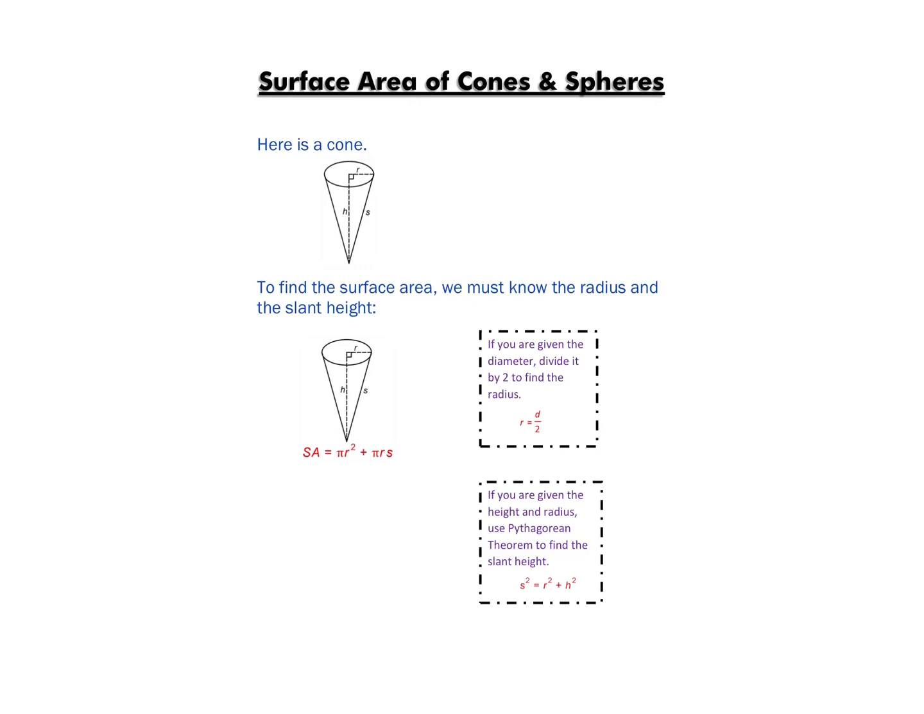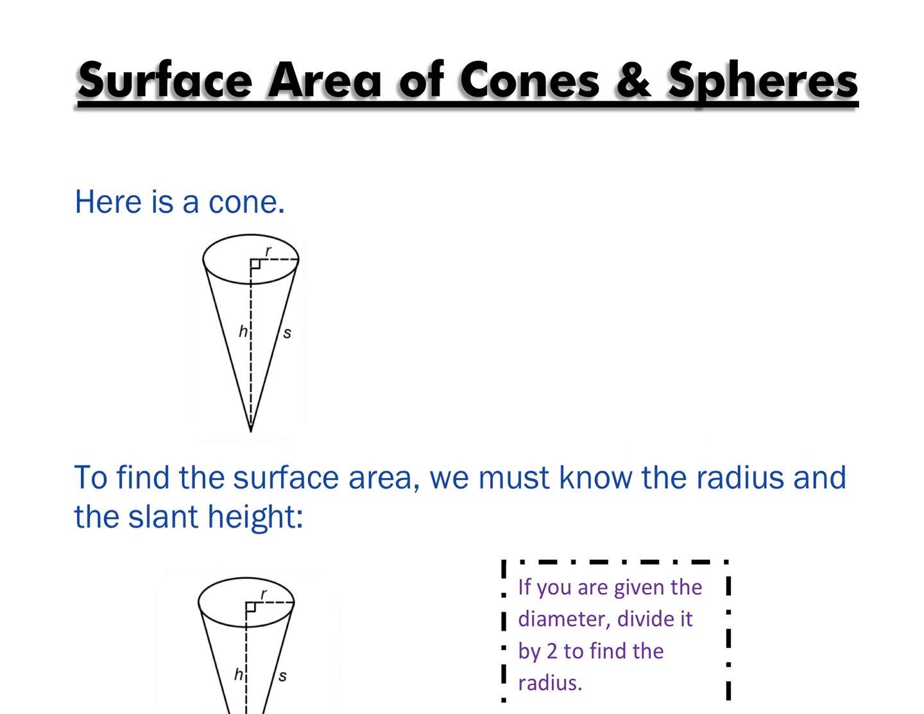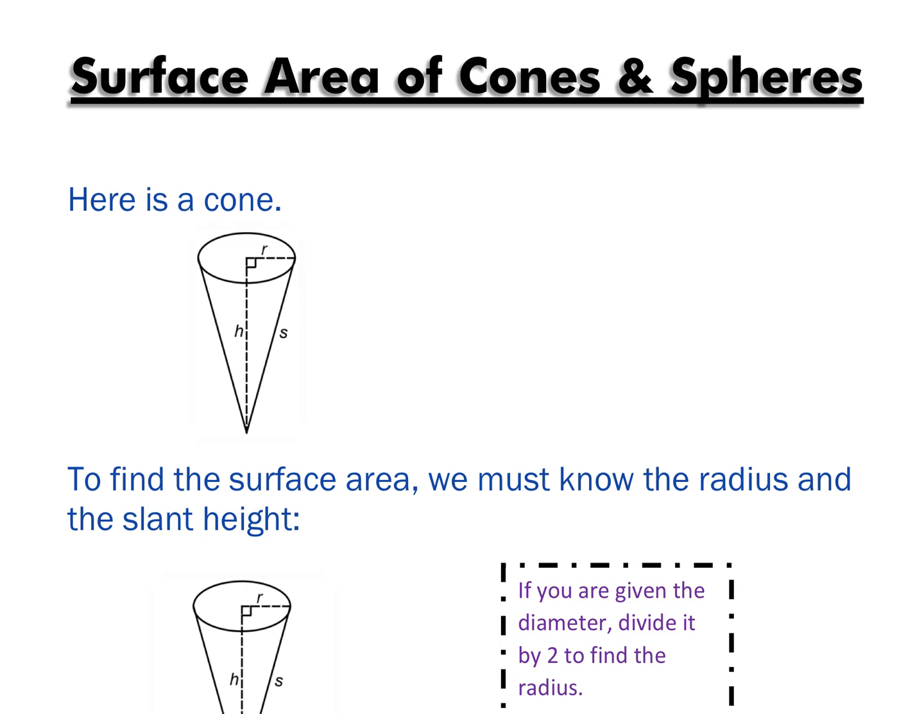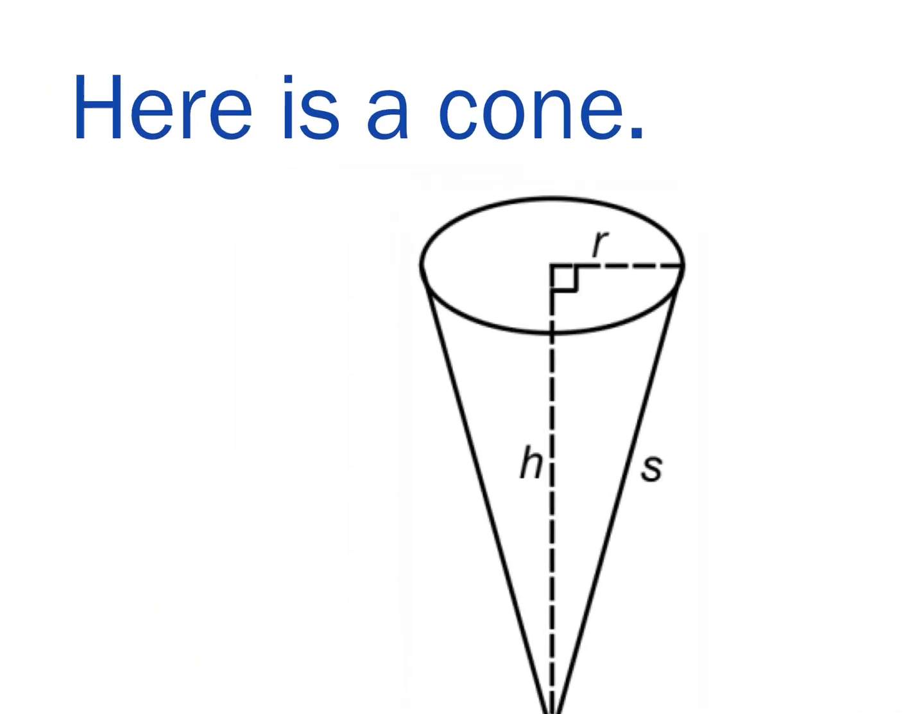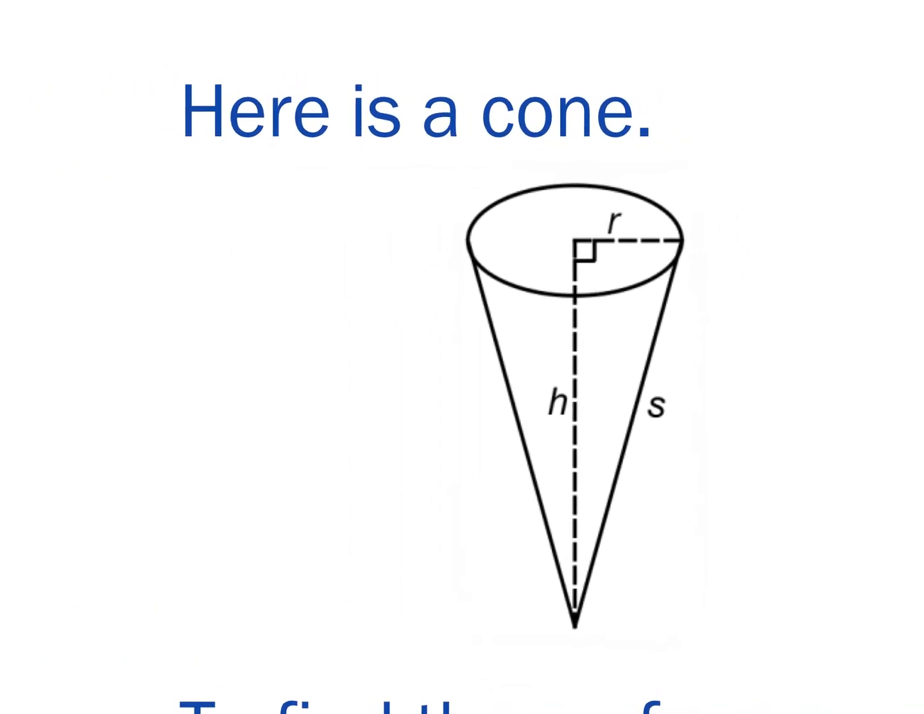This lesson is on the surface area of cones and spheres. So here we have a cone, and the cone has a radius. It has a regular height, which goes from the middle of the circular parts down to the tip. And then we have the slant height.